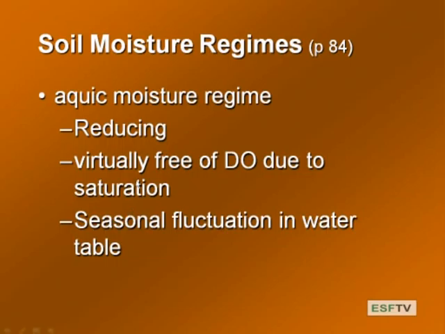And this can be seasonal. You get fluctuations in the water table. In the spring and the early summer, the water table is high. It sinks low. So we can still have an aqueous moisture regime due to these seasonal fluctuations, virtually free of dissolved oxygen.